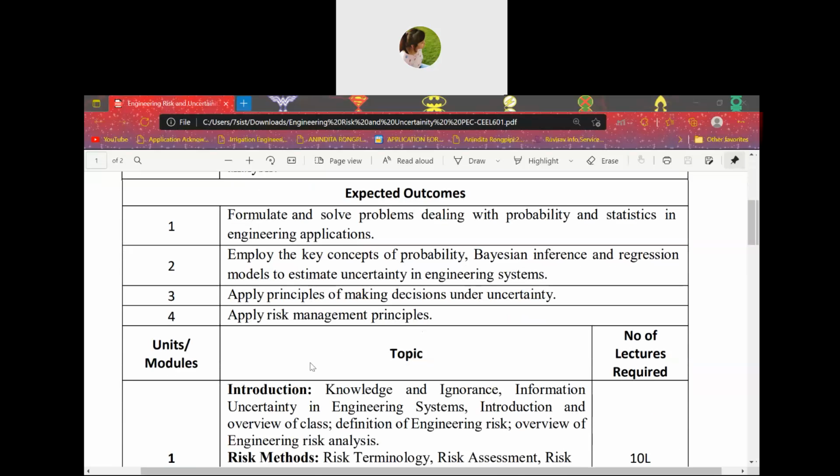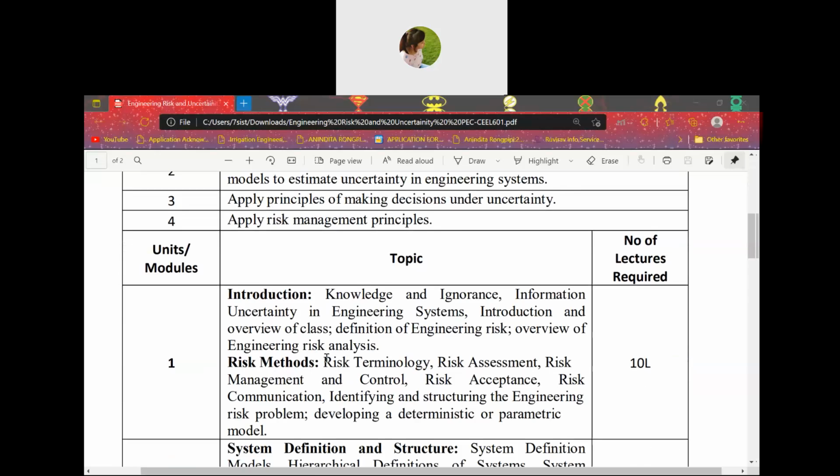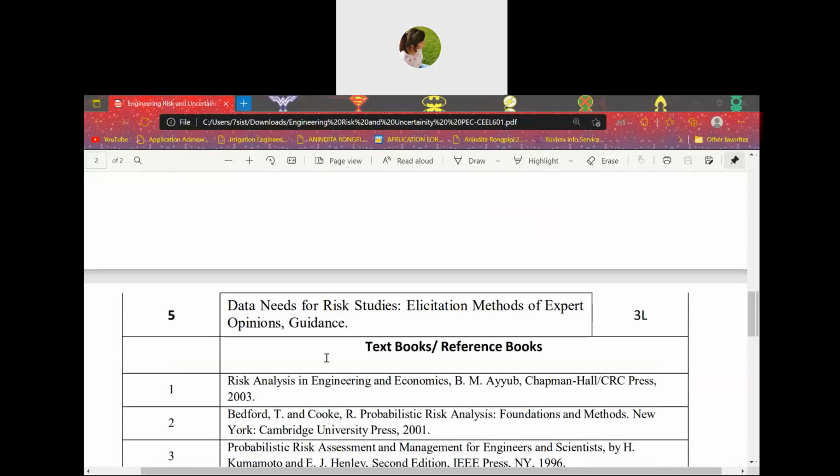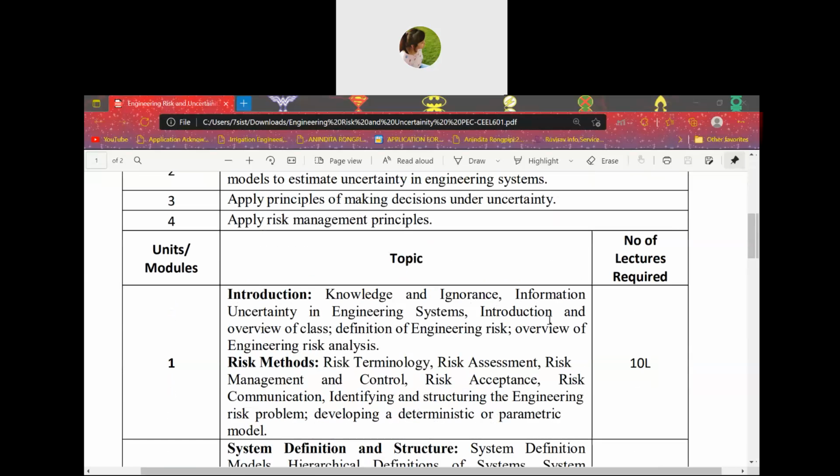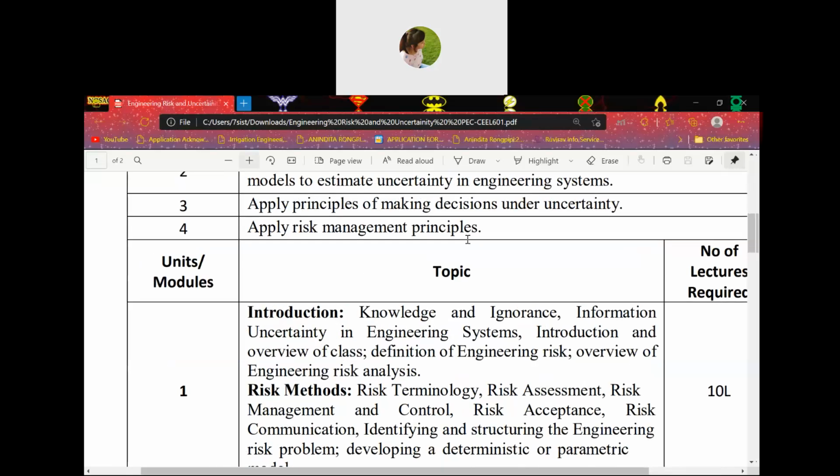Now there are a total of 5 modules: unit 1, 2, 3, 4, and 5. So unit 1 will be the basic introduction and the basic risk methods. So here for unit 1 we'll have 10 lectures.